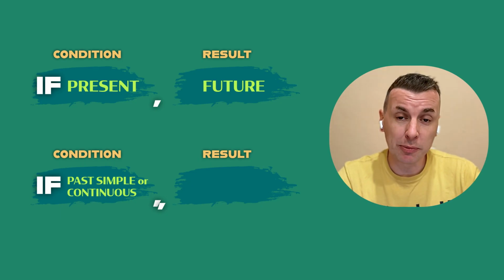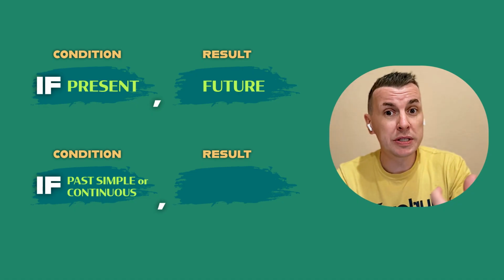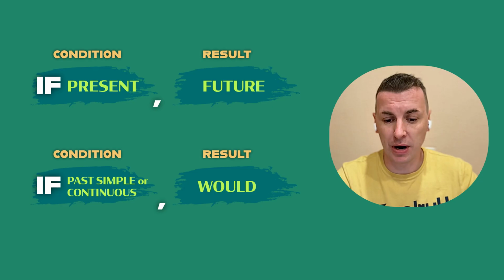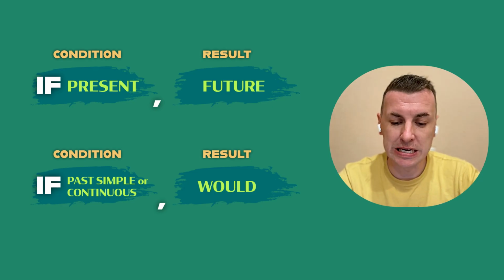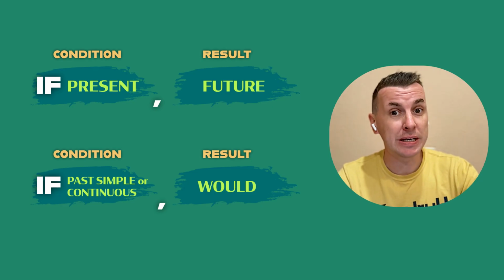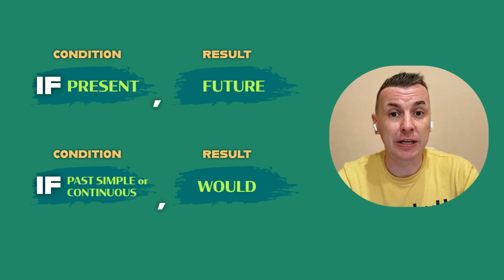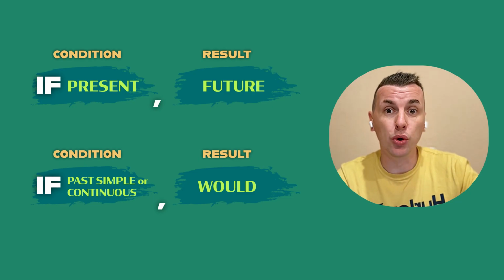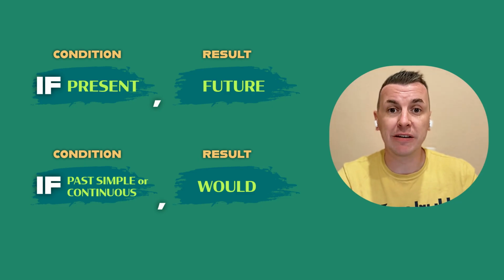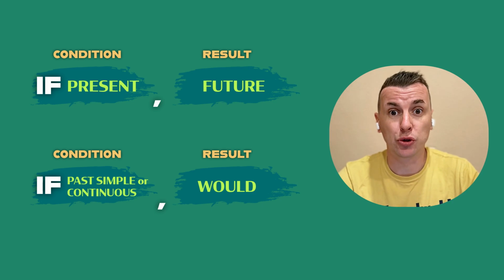And in the result part, we use would plus the infinitive, right? Just like we read here. If he married me, past simple, I would give our king an heir. I would do something. I would give my king an heir. So would plus an infinitive without to.